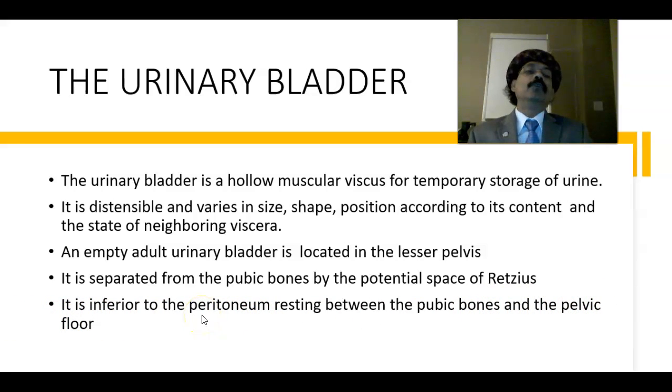So only the superior aspect of the urinary bladder is covered with peritoneum, and it is behind the pubic bone, partly above and partly inferior to it, in between the pubic bone and the pelvic floor.